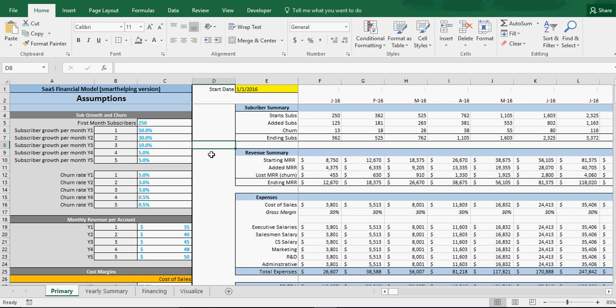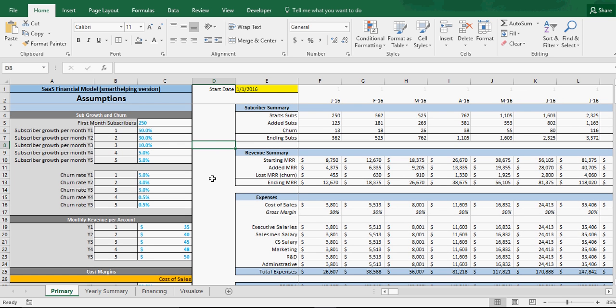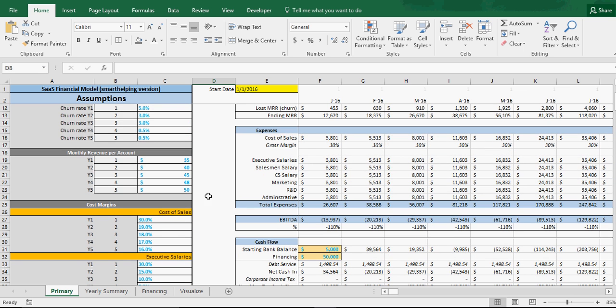Next up we have revenue. Now revenue is just, I've done it for only one product. It can easily be added, so you can have 1, 2, 3, 4, 5, 6, however many SaaS products you want with MRR. I can add it, no problem. I've just started really simple here, just having one product, so it just takes the starting MRR, takes the ending subs times your monthly revenue per account for year one, and it goes year 1, 2, 3, 4, 5. So you could change that.